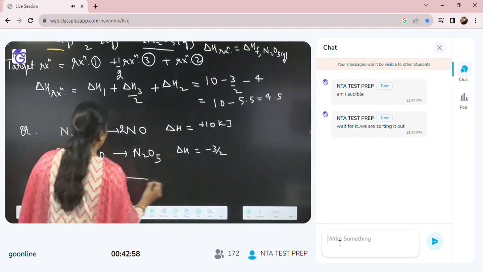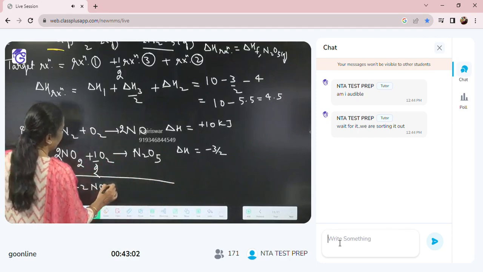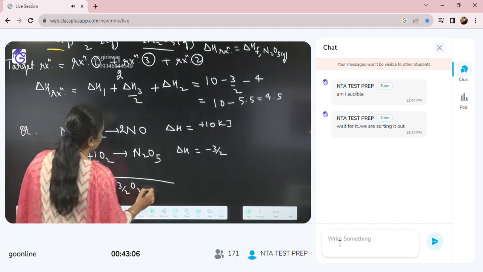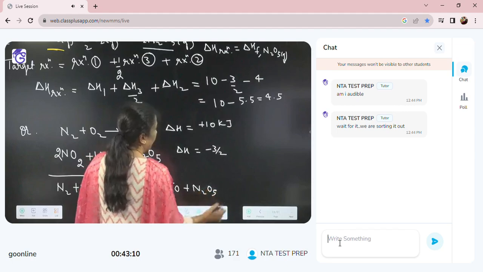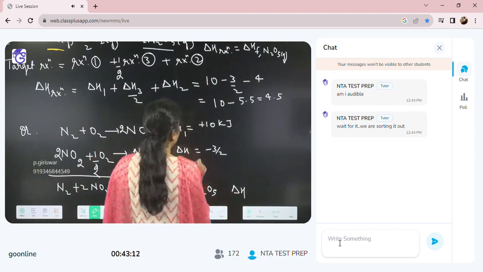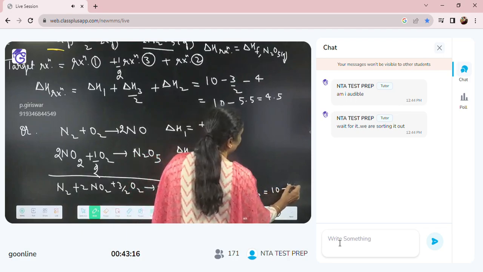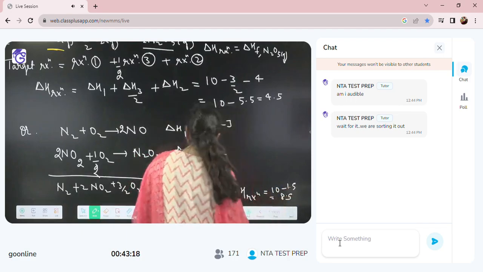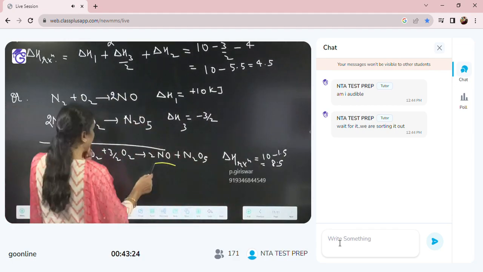So the thing is, when I add this up, you will be having N2 plus twice of NO2 plus 3 by 2 O2, and you will be having twice of NO. Everything is in gaseous, I am not writing that. So the delta H for this reaction, this is 1 and 3. Delta H for this reaction comes out to be 10 minus 1.5, which is 8.5. Now this is not the desired reaction because NO2 is extra and here 2NO is extra.